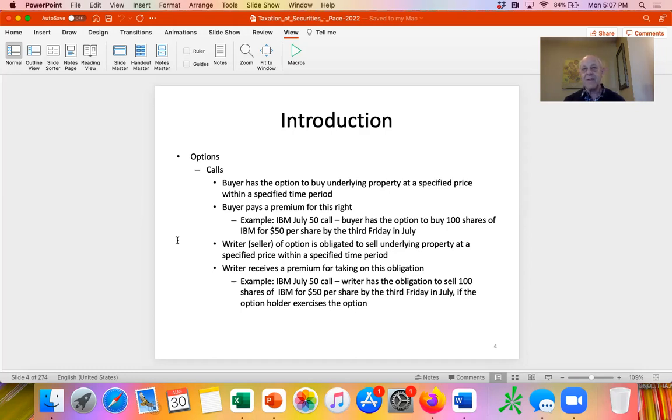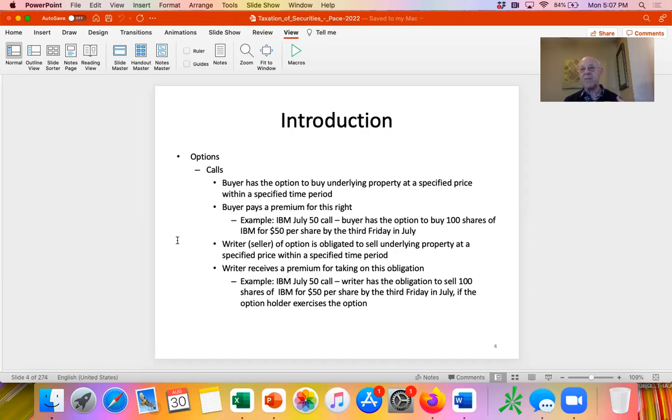The writer of the option, the seller of the option, we call the writer of the option, is obligated to sell the underlying property at the price within a specified time period if the buyer of the option exercises their option. The seller of the option has no choice. They do not have an option. They must sell the underlying property.